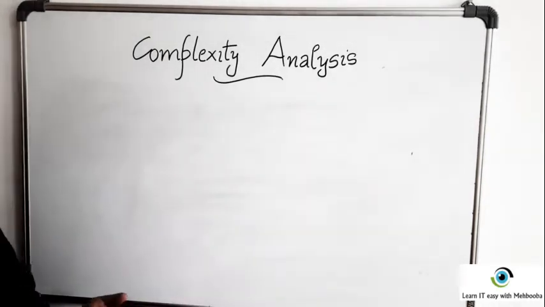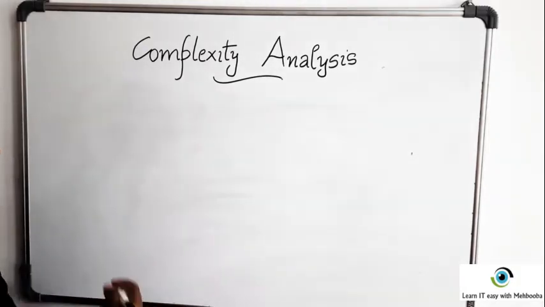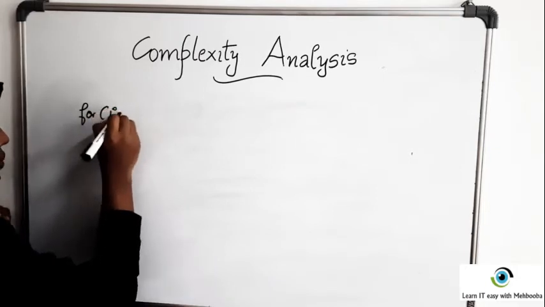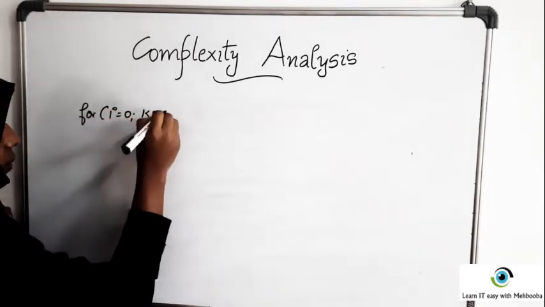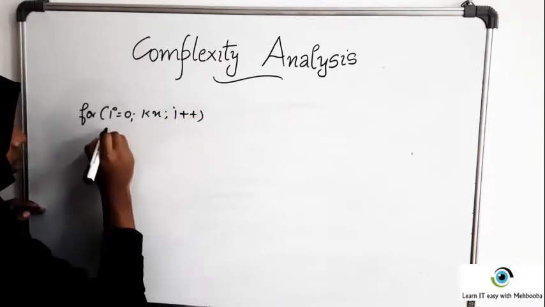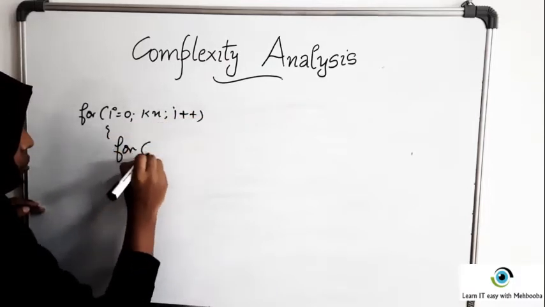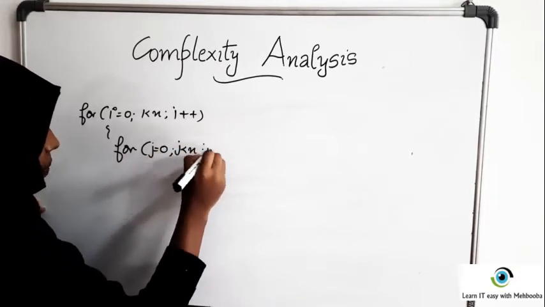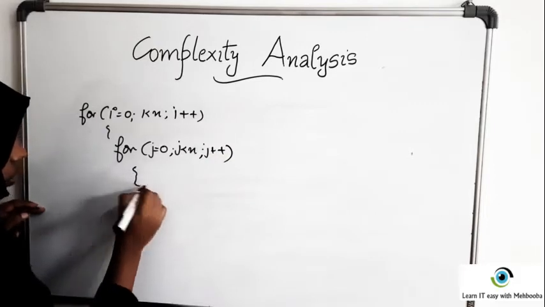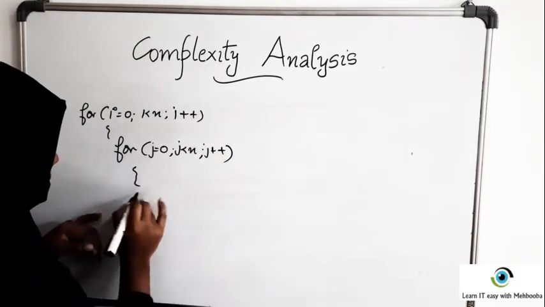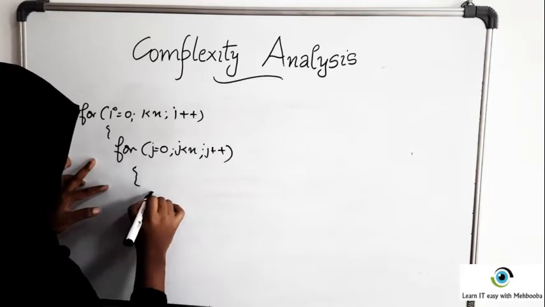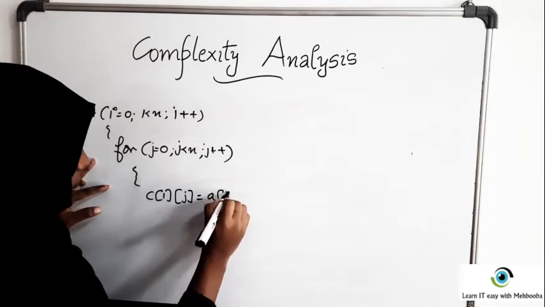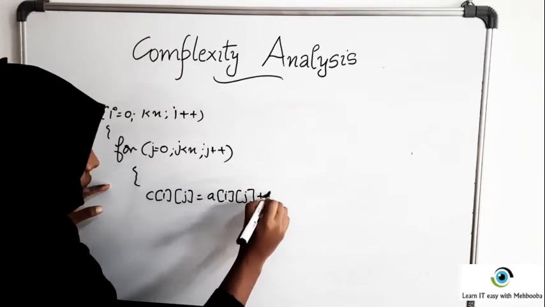So we will see a program for matrix addition. We will see the pseudocode, I should say. That is, for i equal to 0, i less than n, i plus plus, for j equal to 0, j less than n, j plus plus, assuming that we are adding two square arrays. Now c of ij is equal to a of ij plus b of ij.